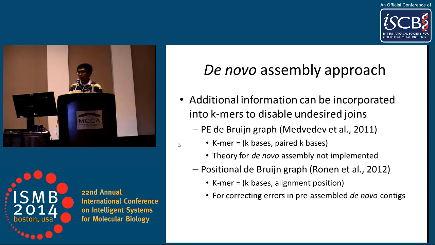One publication is the paired end de Bruijn graph. The idea is to incorporate paired k-bases into each k-mer so that the additional information from the paired k-bases can help to avoid false positive joins of the vertices and can avoid branches. And this work is basically in theory. And another work is the positional de Bruijn graph. The idea is to incorporate alignment position into each k-mer. And this work is basically for correcting contig errors instead of directly for assemblies.